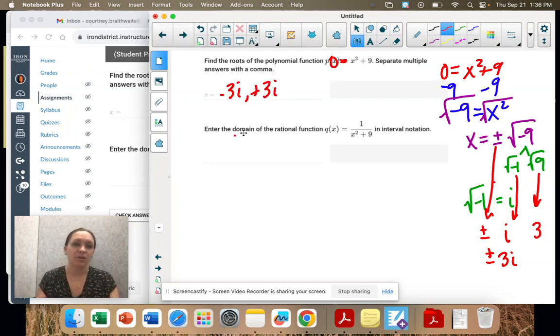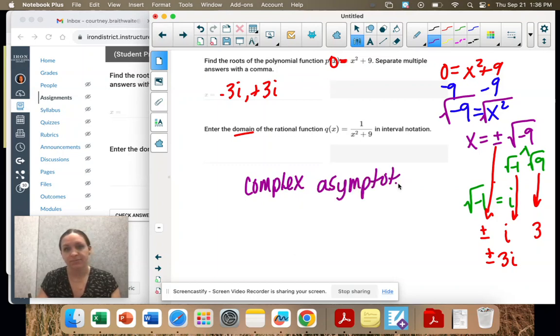So now when we go to the domain, you're like, how do we graph i's? Like, where are those asymptotes? They're not even on our graph. That's right. So for complex asymptotes, that's what these are. These are complex numbers because they have an i in them. That sounds complex asymptotes. Those aren't on our graph.